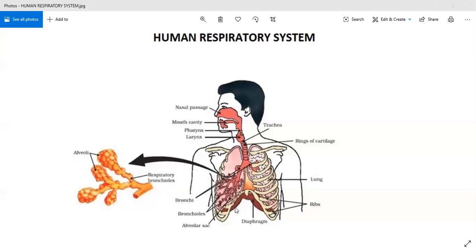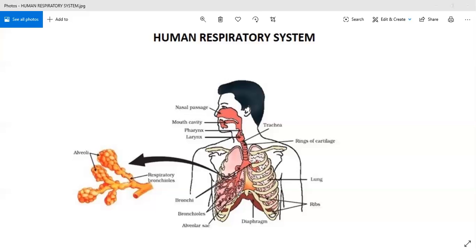When we breathe in air, the diaphragm and muscles attached to the ribs contract, due to which our chest cavity expands. This expansion of the chest increases the volume inside the chest cavity. Due to the increase in volume, the air pressure decreases inside the chest cavity and air from outside enters into the lungs through the nostrils, trachea, and bronchi.